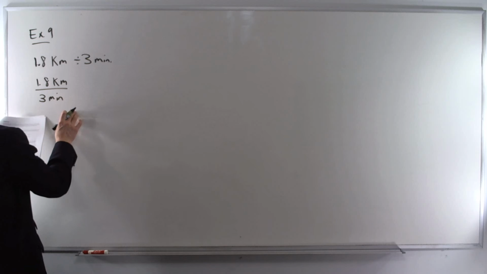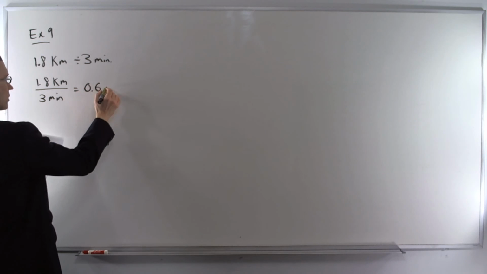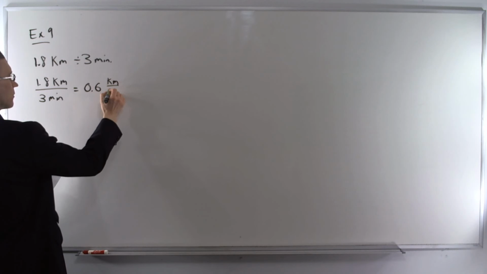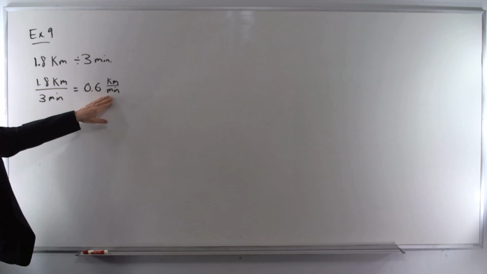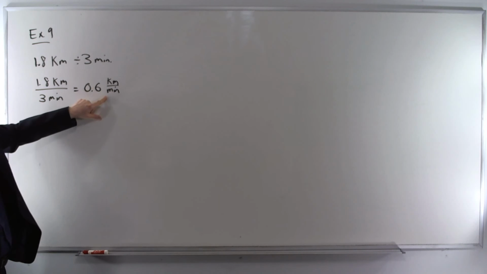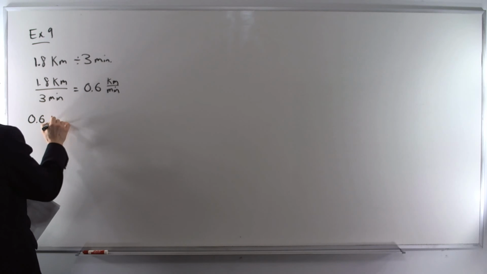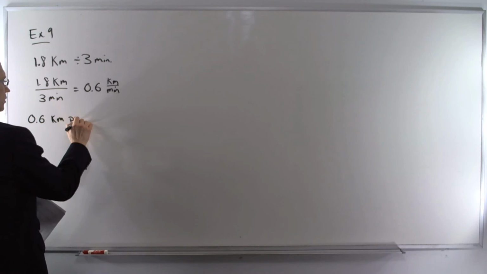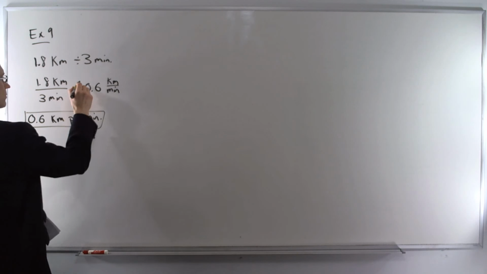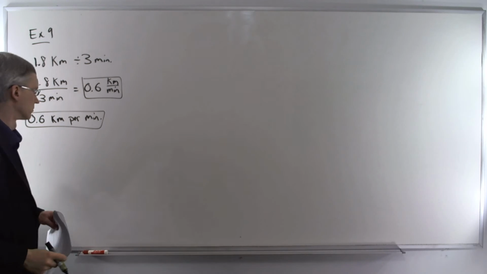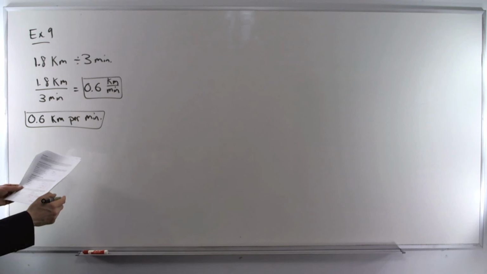So we'll divide the numbers. 1.8 divided by 3 gives us 0.6. Now we have the derived unit, or the compound unit, kilometers per minute. Or you could write it as 0.6 kilometers per minute. Your turn, number 9.